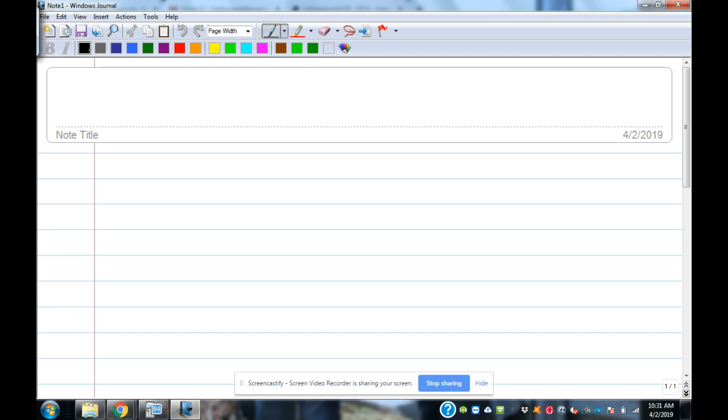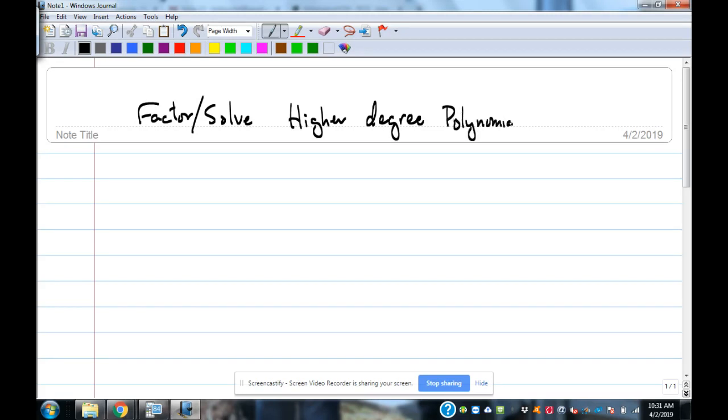Focus everything around that. Okay, so factoring and solving higher degree polynomials. Given either a zero or a factor is what we're going to be given. So I'm going to do number 1 together here.